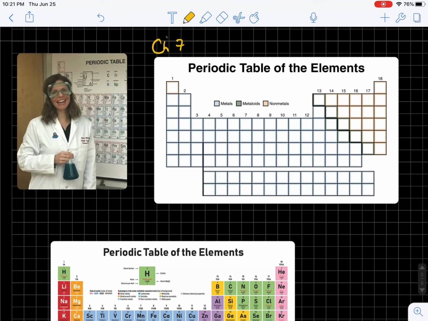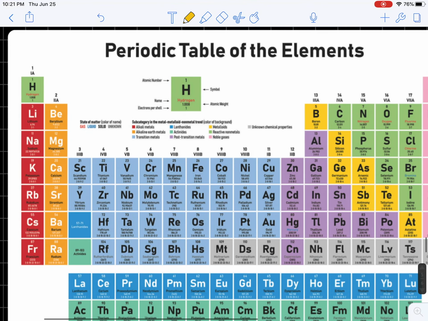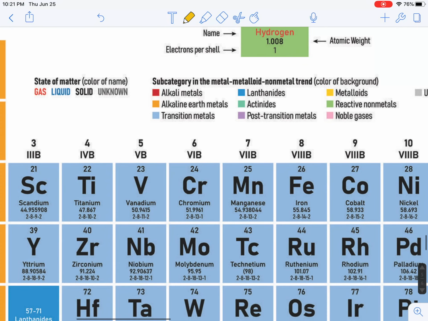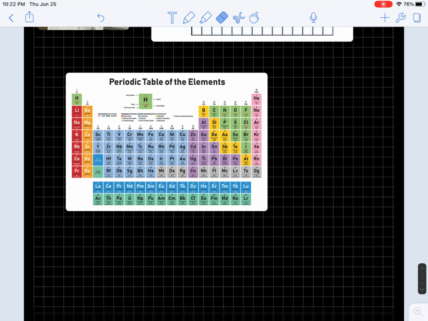Anyway, Chapter 7. For this, I would print out a blank periodic table. I included it in the Chapter 1 notes and materials, or you can go online and type in "blank periodic table" and print it. I stole this right from the internet. I don't even know whose periodic table it is. You're going to want something you can write on that's organized like that. And then also print out a regular periodic table, one where you can zoom in and see the mass numbers. I will pause and give you an opportunity to go and do that.